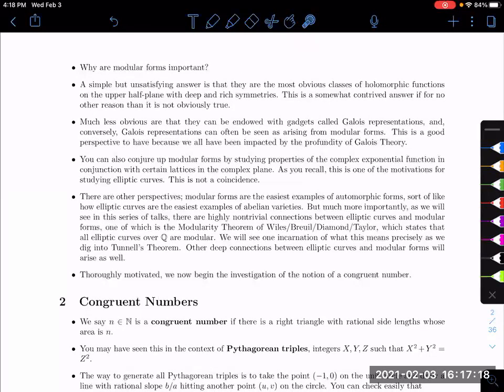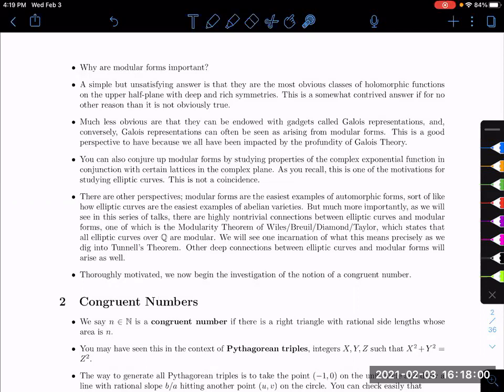What about modular forms? This is a little bit harder to motivate, but I'll try my best. So why do we care about modular forms? A simple but unsatisfying answer, although in a very real sense it's the most correct answer, is that they are large classes of holomorphic functions on the upper half plane with deep and rich symmetries. This is a great answer, but the only problem with it is, okay, well, what led us to study these things in the first place? How did we discover these functions with deep and rich symmetries?